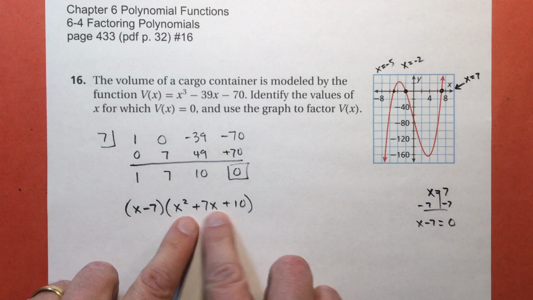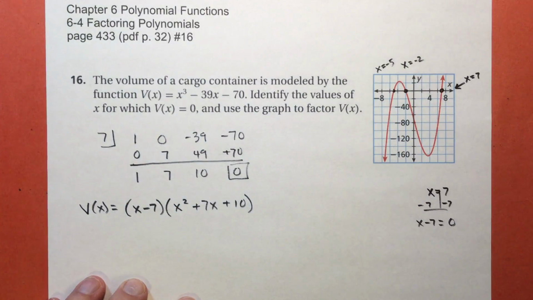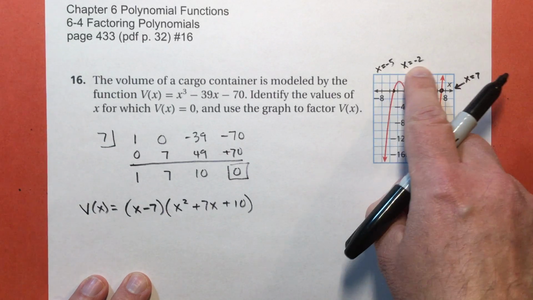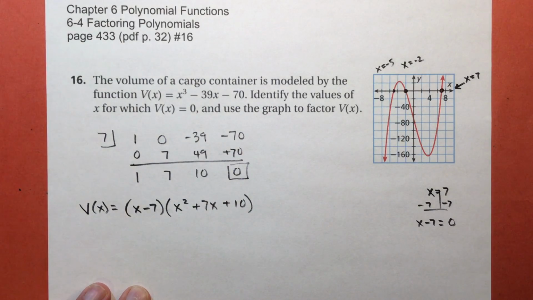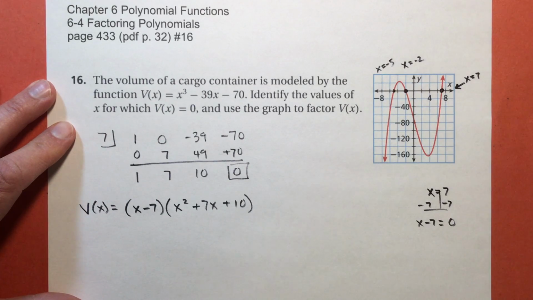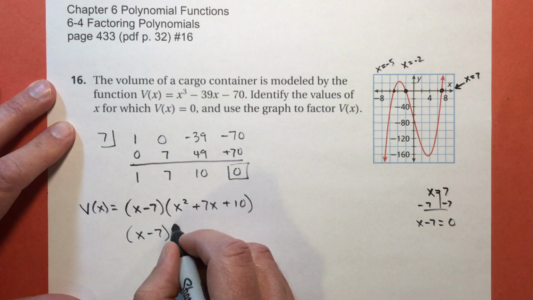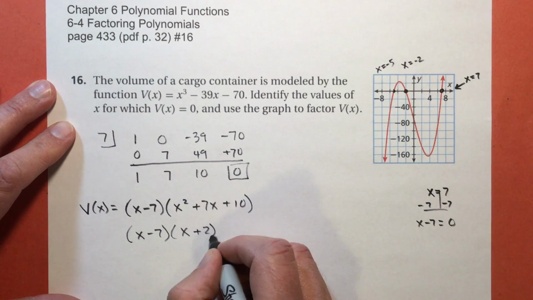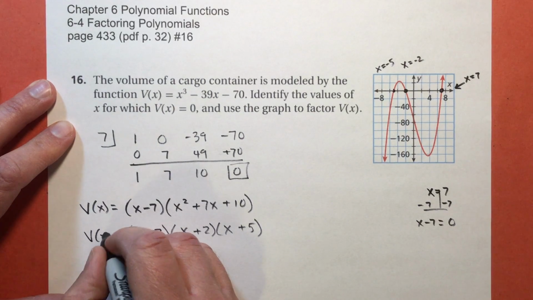Can I factor this one any further? By the way, let's name it. This is v of x. Can I factor this any further? Well, I can try using synthetic division with -5 or -2. I think those are my zeros. But let's use our skill that we already know from Algebra 1, which we used in quadratics. This is a quadratic. What two numbers multiply to give 10 that add to give 7? Don't forget the x minus 7, that stays there. This is x plus 2 times x plus 5. And that is my function.